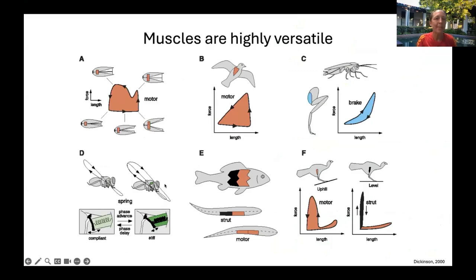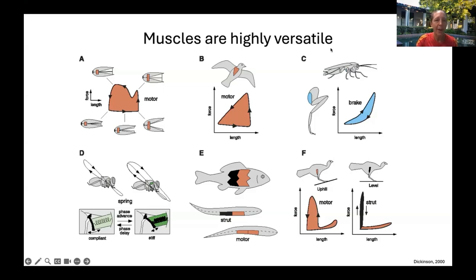All right, so where to begin? I thought the best place to start is to remind us that muscles are highly versatile. They can perform so many different functions. Not only do we see that muscles perform different functions across different organisms and different muscle types, but even a single muscle can perform several different functions depending on the conditions. And this is why it's really difficult to predict muscle function during natural dynamic movements.